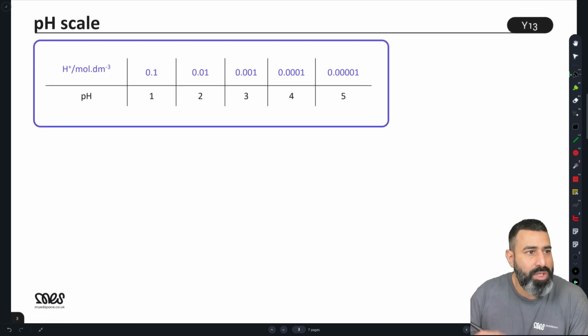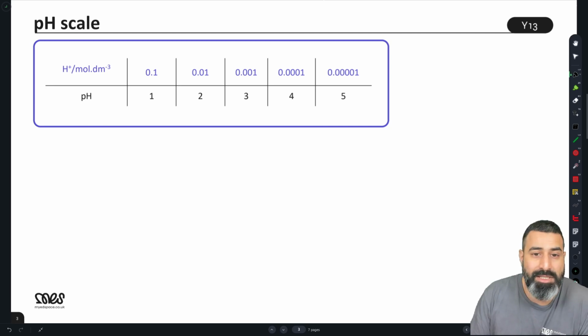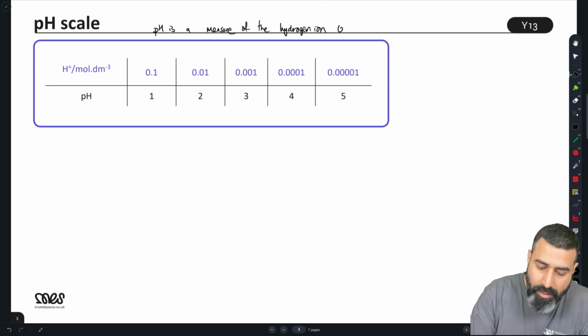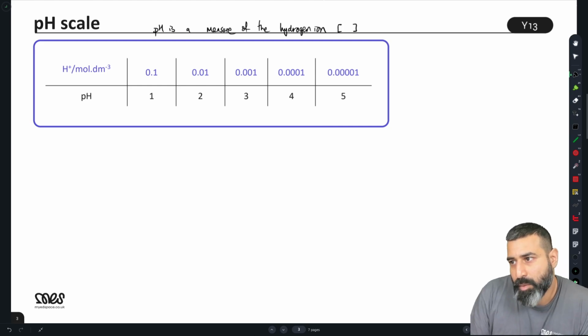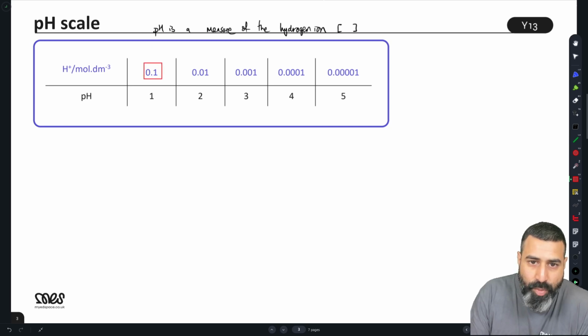Okay, so a bit of a GCSE recap on the pH scale. In GCSE, you would have seen a relationship between the hydrogen ion concentration and the pH. So pH is a measure of the hydrogen ion concentration, square brackets. If we have a pH of 1, the hydrogen ion concentration is 0.1.